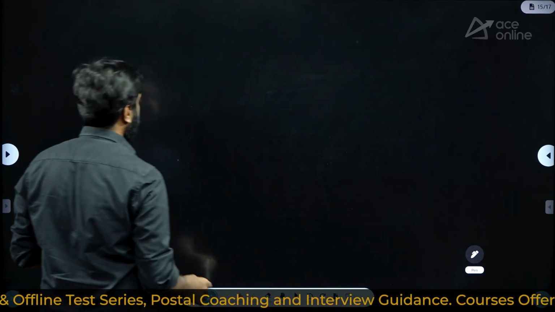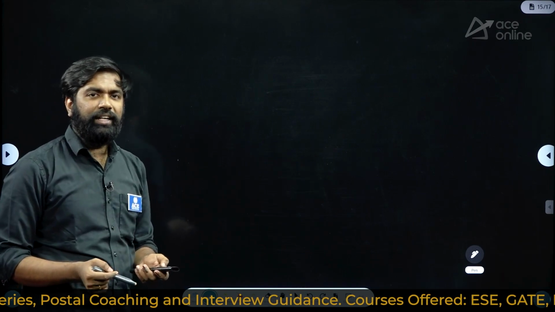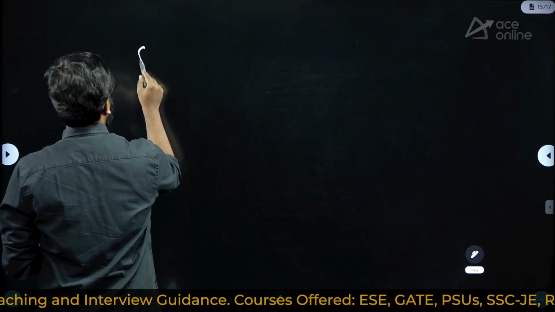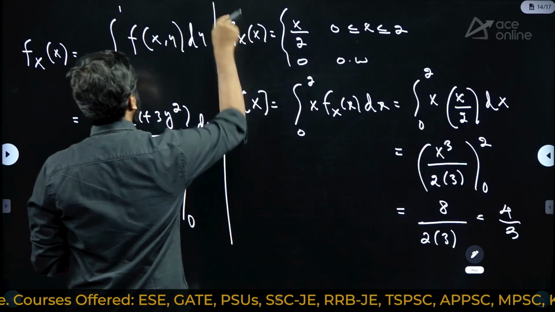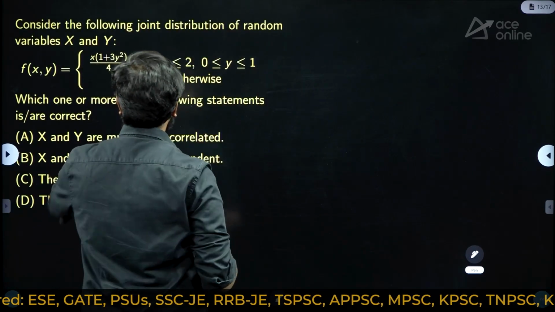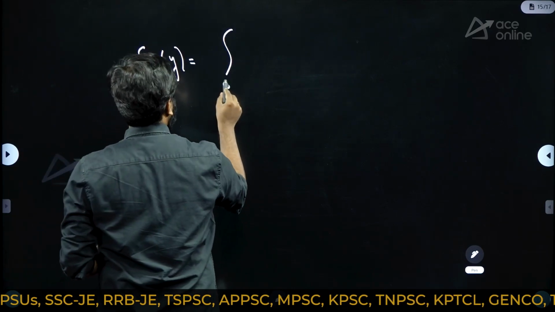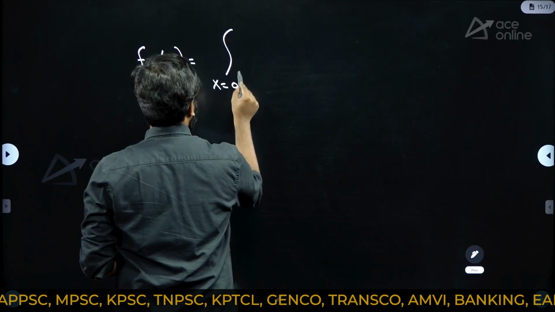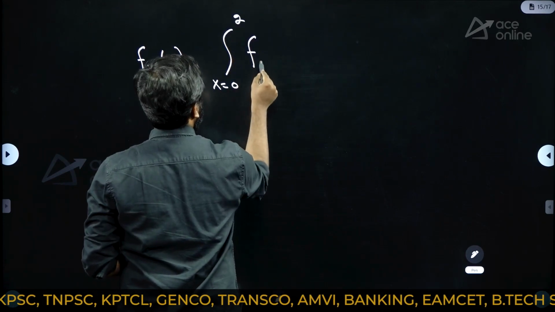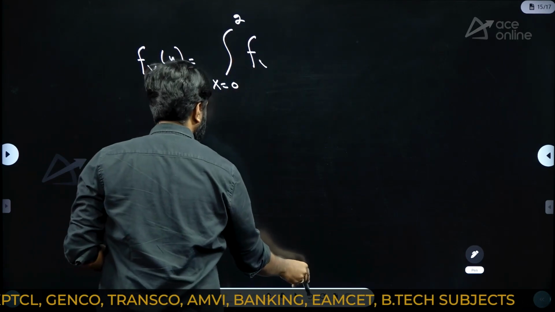Likewise, get the marginal density function of y, and find its mean. F_Y of y is for all the values of x. So within all the limits of x, which is from 0 to 2, you have to write it clearly. Where x is from 0 to 2, you have to integrate the joint density function. So what's the joint density function?